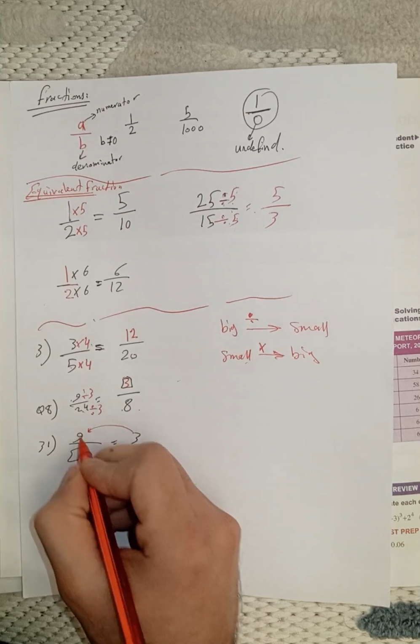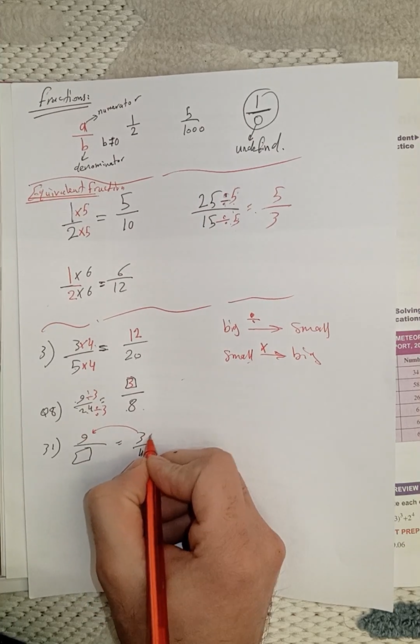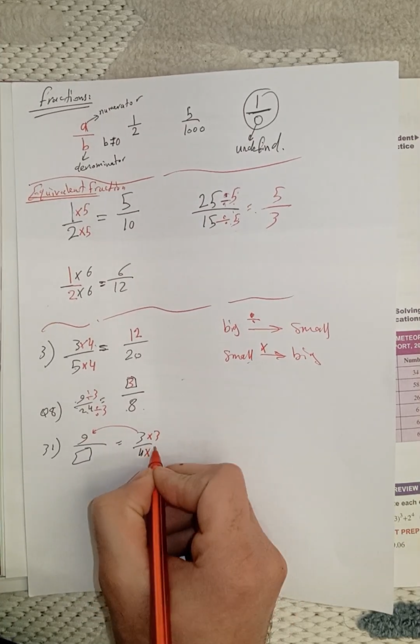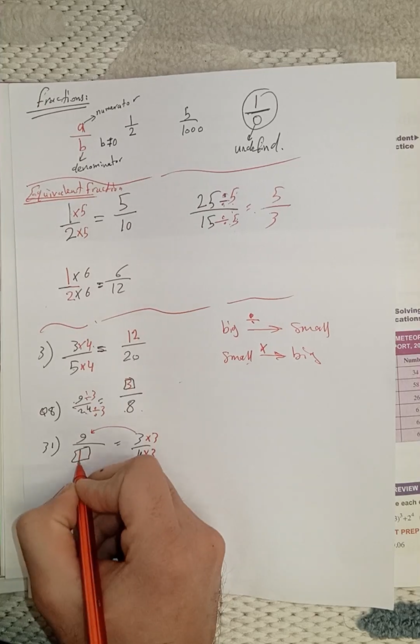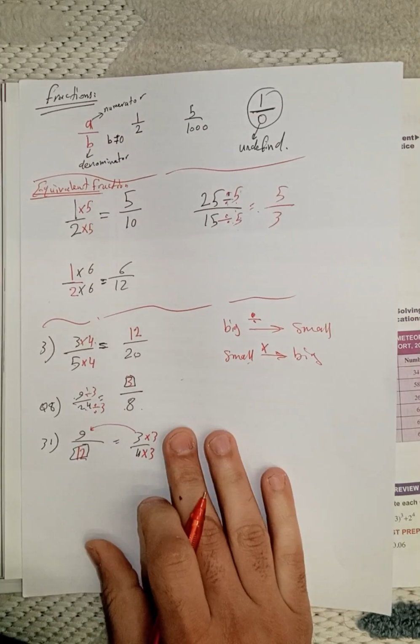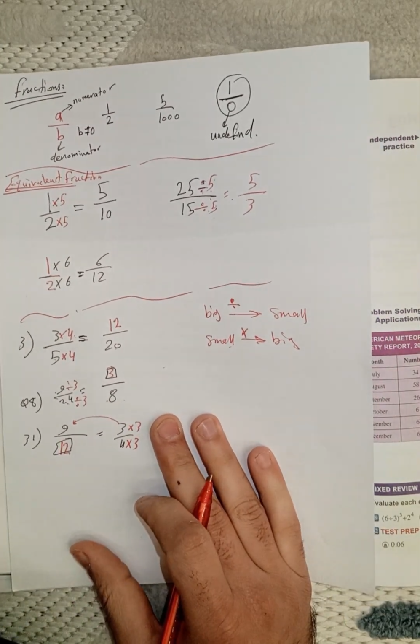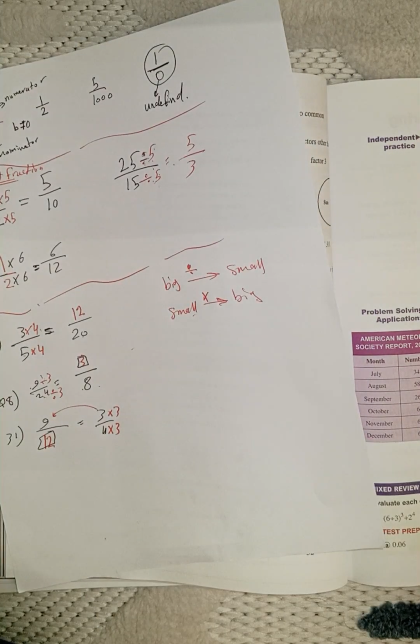3 times what number is going to be 9? 3 times 3. And 4 times 3 is going to be 12. The missing number is 12. Okay? Another example, let's say question 33.